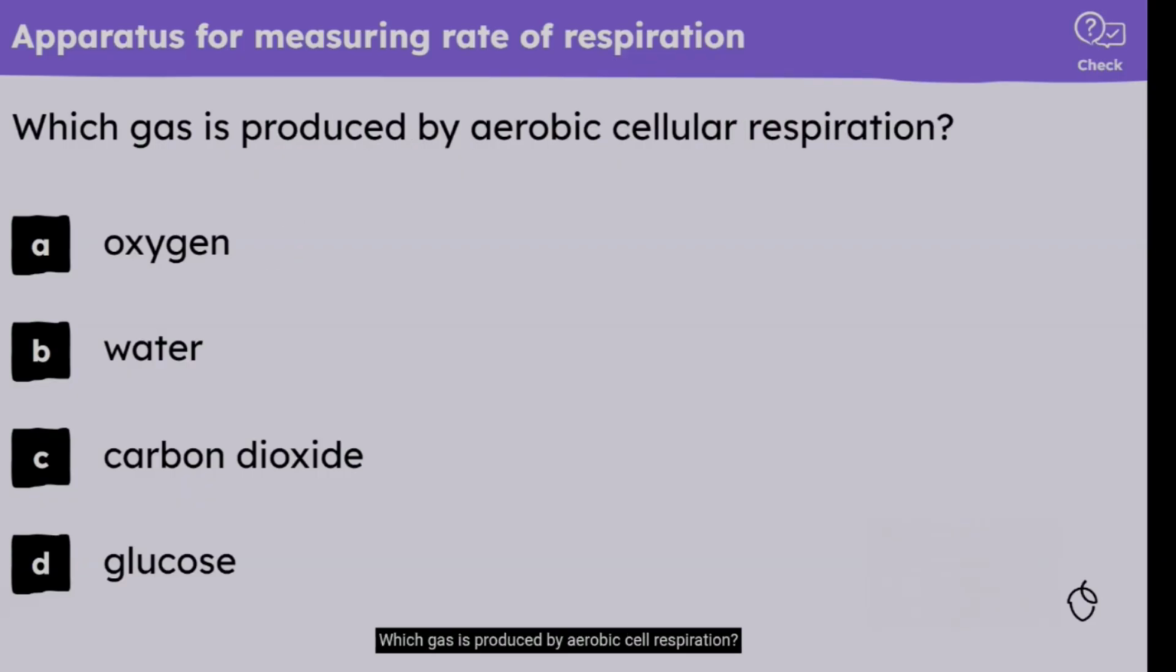Which gas is produced by aerobic cellular respiration? Is it A, oxygen, B, water, C, carbon dioxide, or D, glucose? Again, take 5 seconds or click pause if you want some more time. Click play when you're ready to see the answers. It is C, carbon dioxide. Great job if you got those right.